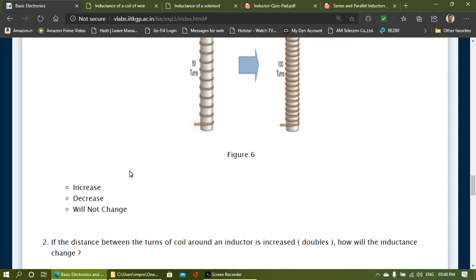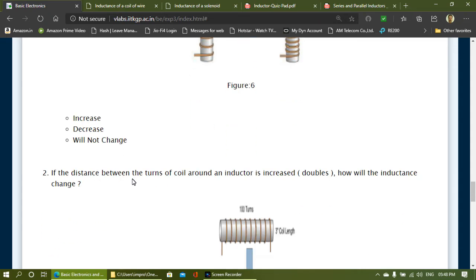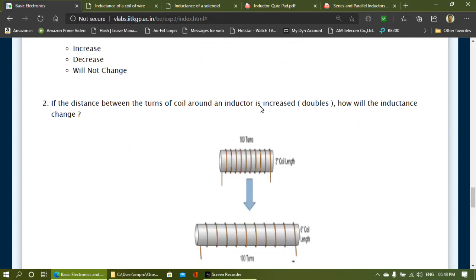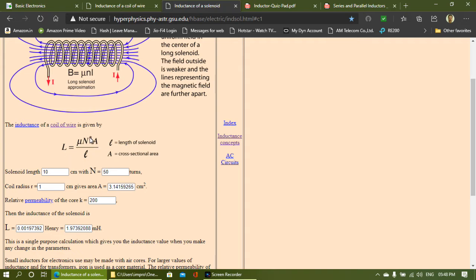Now let's see what they have next. If the distance between the turns of the coil around an inductor is increased or doubled, how will the inductance change? If we keep the number of turns constant and the distance is increasing, that means the total length of the coil will increase. So from this equation we can be sure that if we increase the L, then our effective inductance will decrease.